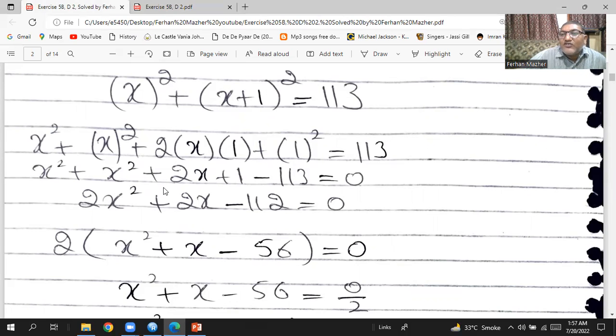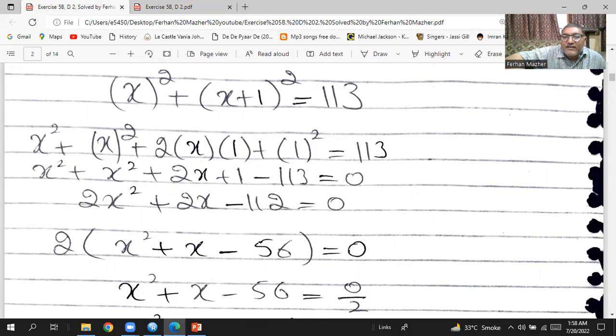So you can take the 2 common from the 3 terms because they all have 2 in them. So we have taken 2 common. Inside the bracket, you are left with x squared plus x minus 56 equals 0. So this 2 will go to the other side and it will divide there.